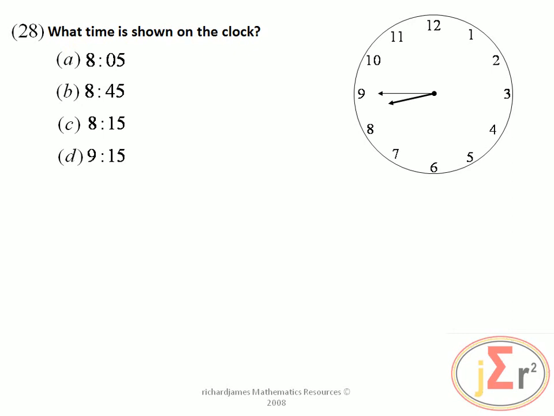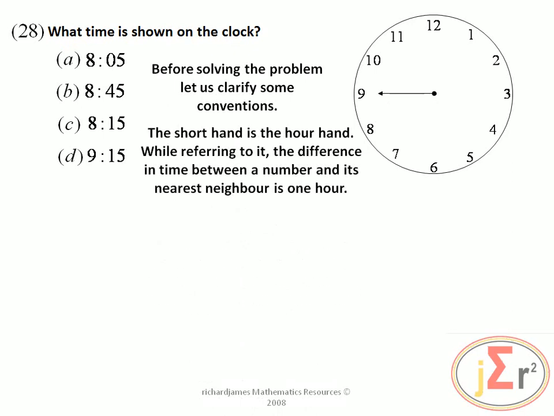What time is shown on the clock? Before solving the problem, let us clarify some conventions. The shorthand is the hour hand. While referring to it, the difference in time between a number and its nearest neighbor is 1 hour. So this is the hour hand, right? It is usually shorter than the minute hand, and it is usually bolder than the minute hand. So if this hand moves from 7 to 8, the period of time that would have elapsed would have been 1 hour.